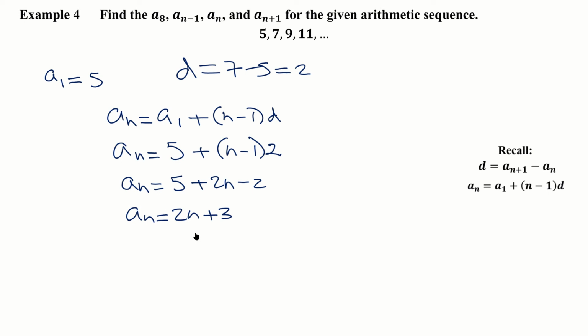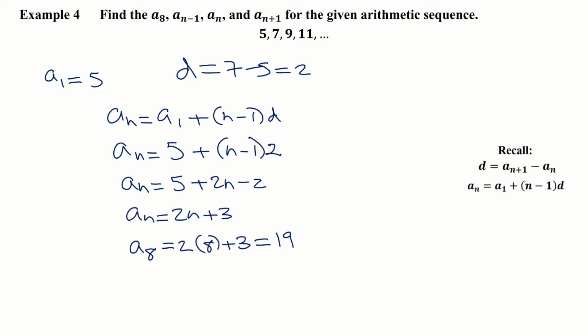So now that I know An, I can easily find A8. Remember, now we're going to substitute 8 for n in this equation right here. So we get A8 equals 2 times 8 plus 3. So that's 16 plus 3. So that's 19. So there's A8.